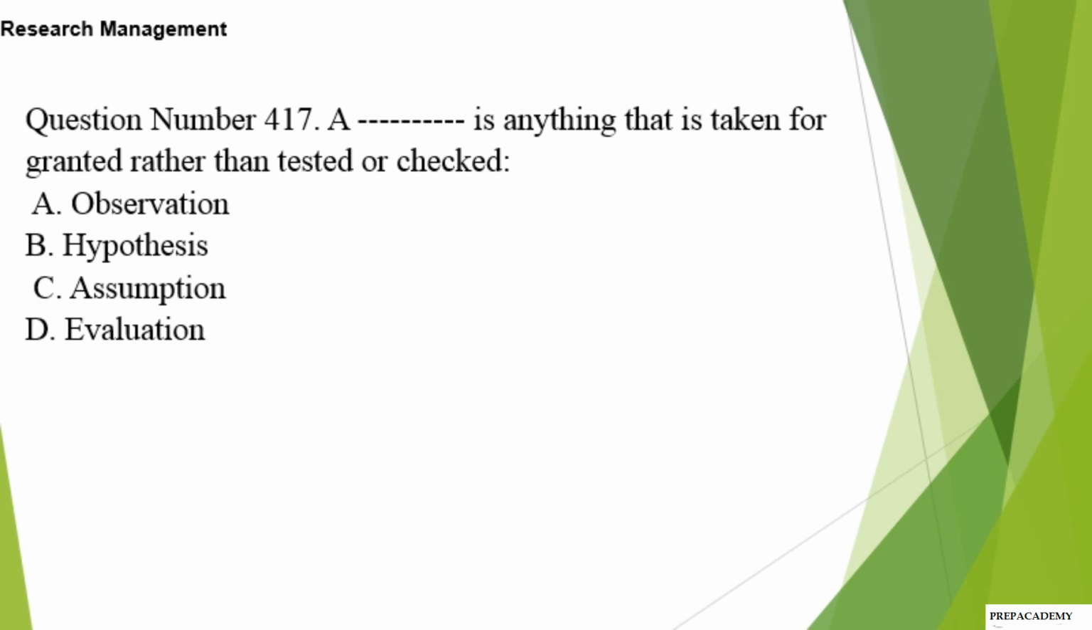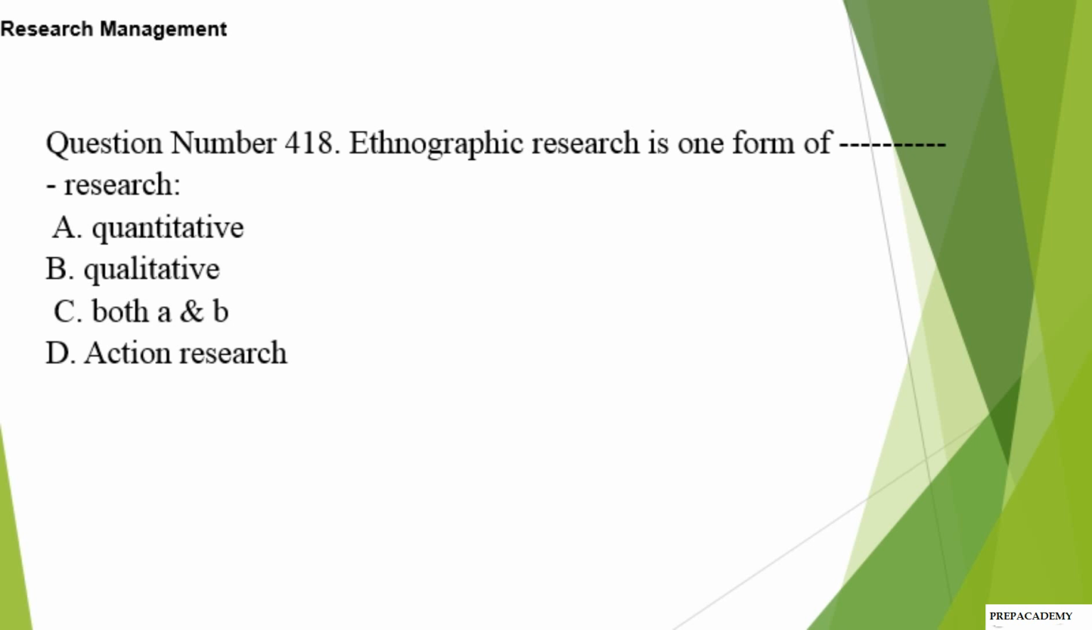The correct answer is option C, Assumption. Question number 418. Ethnographic research is one form of research. A. Quantitative. B. Qualitative. C. Both A and B. D. Action research. The correct answer is option B.